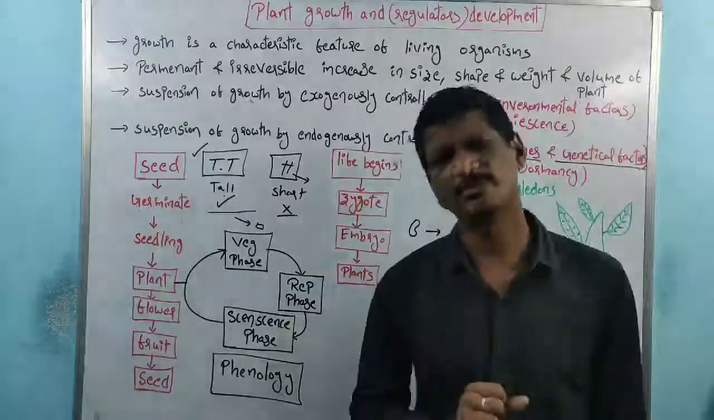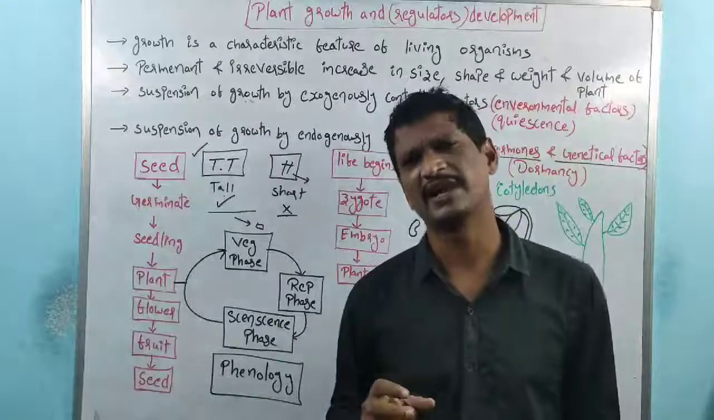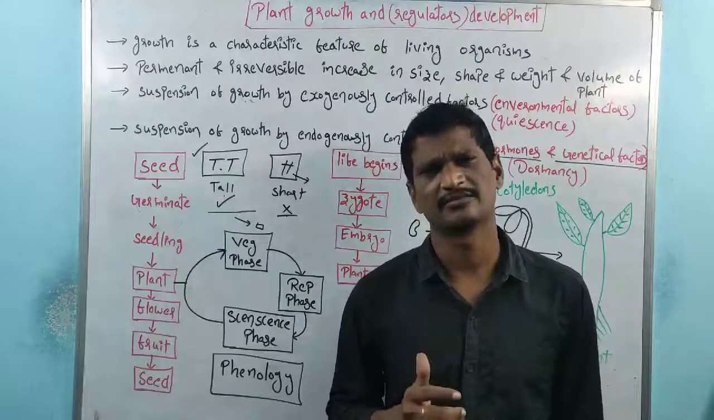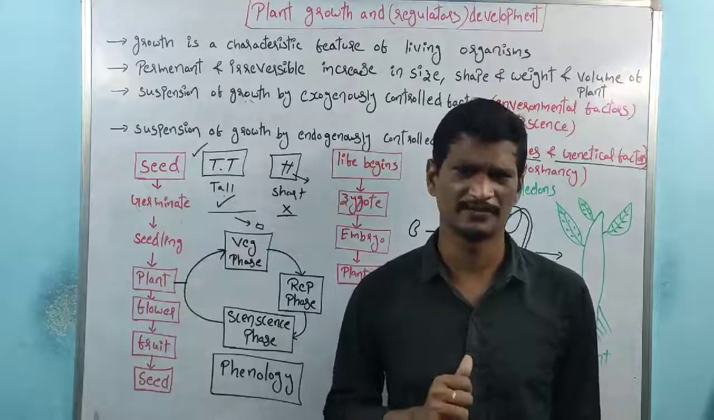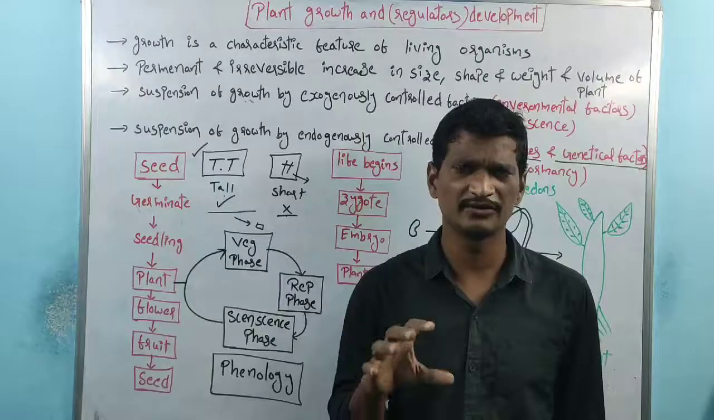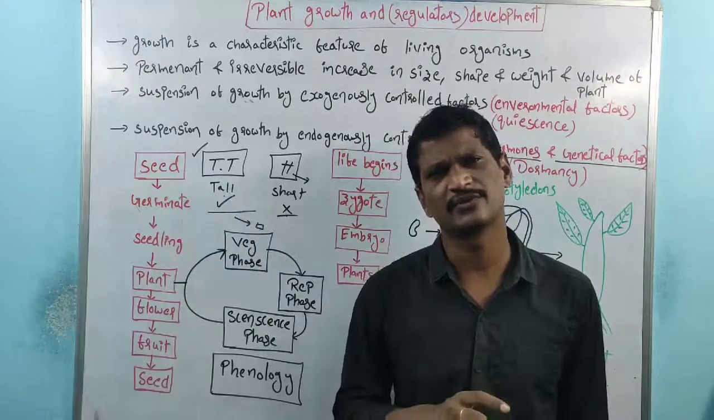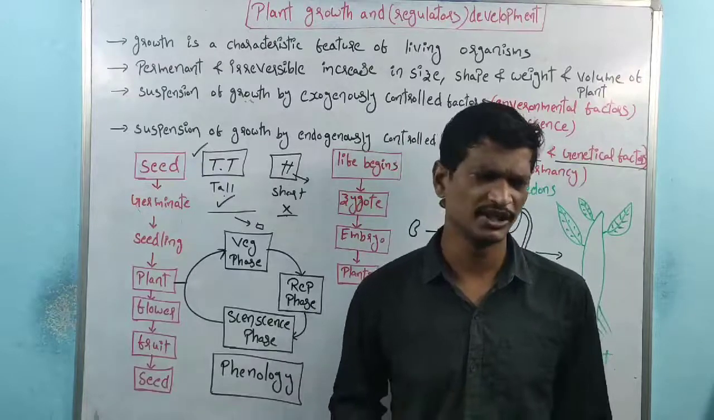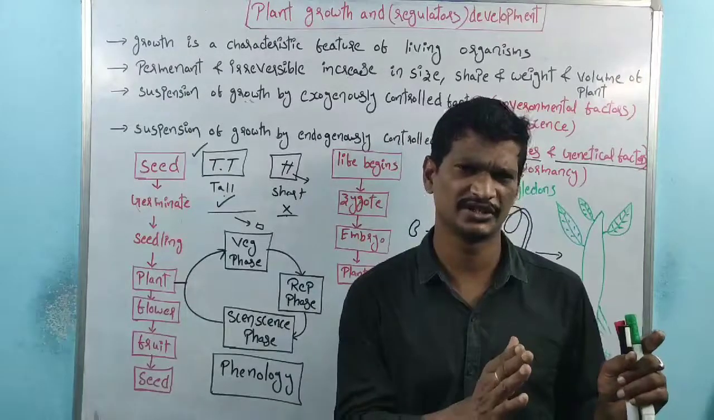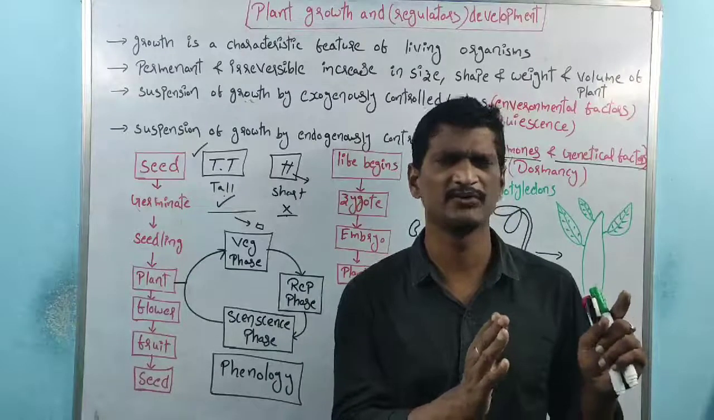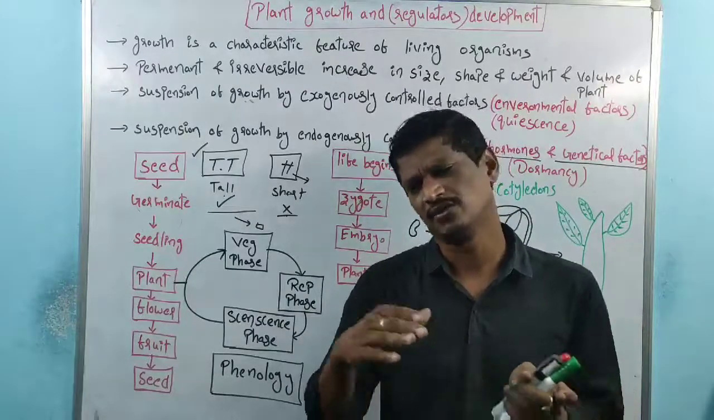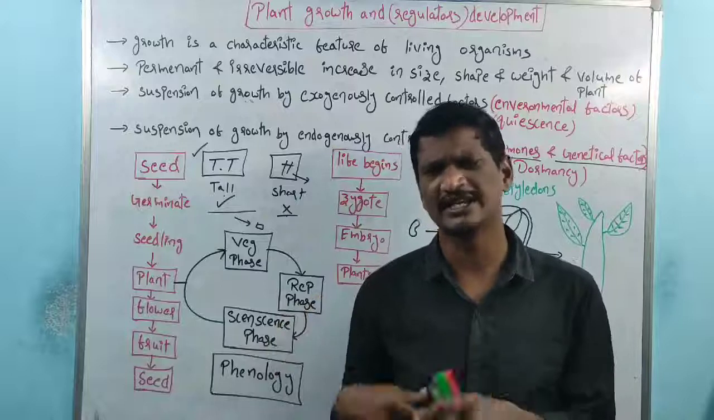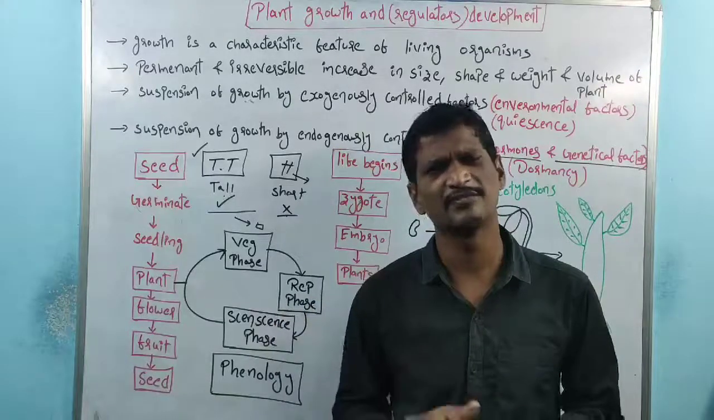Some plants show variation in morphology. The morphology of some plants varies from one season to another. In the spring season, the plant has one nature, and in the autumn season, the same plant exhibits another nature.